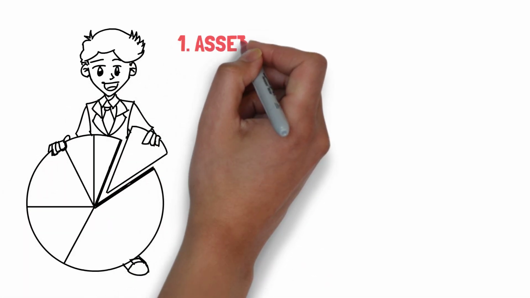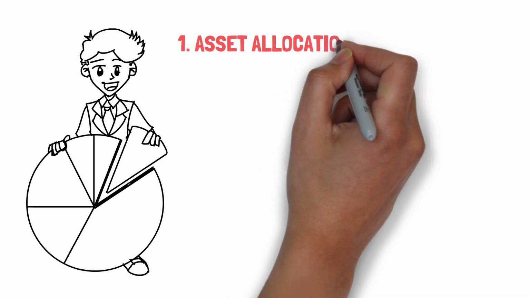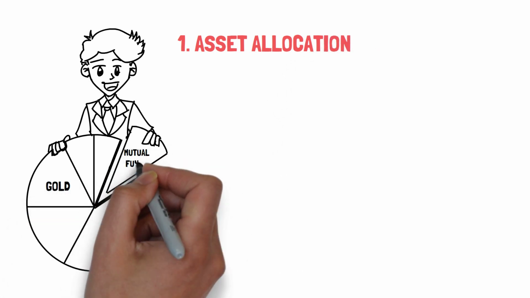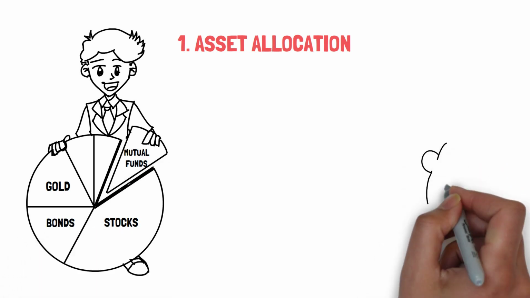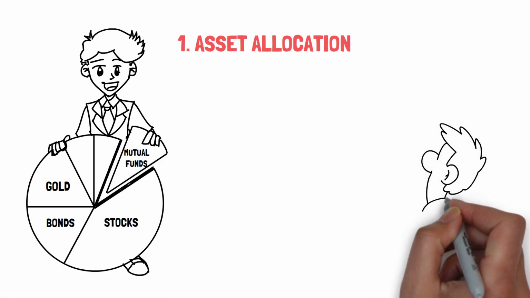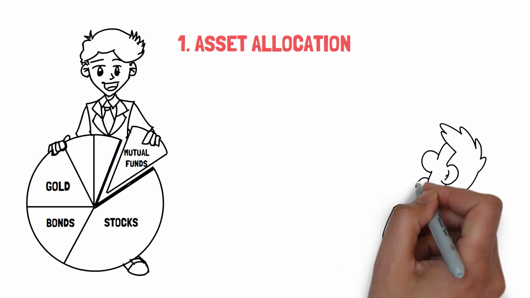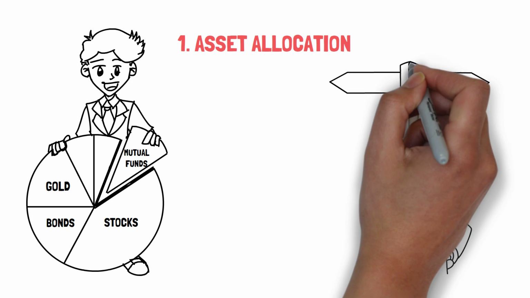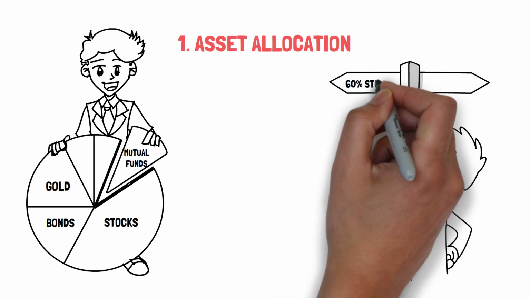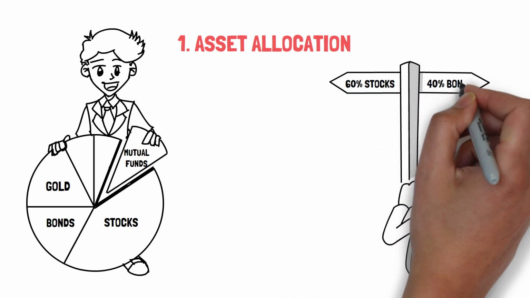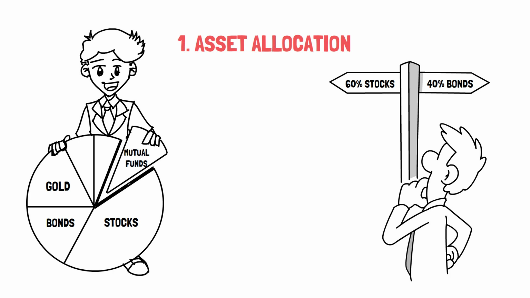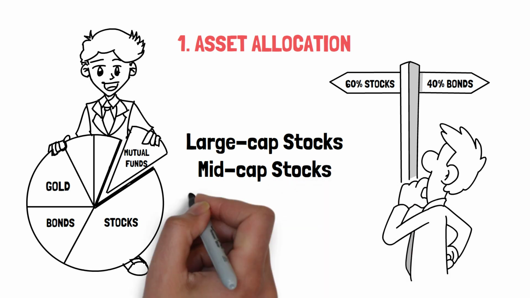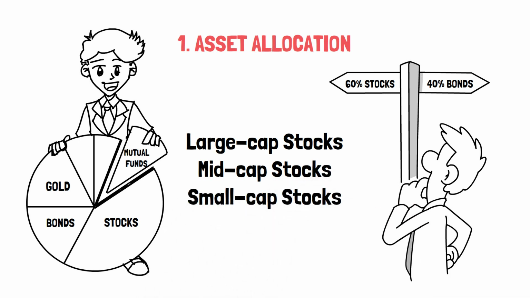Number 1. Asset allocation. This involves dividing your portfolio among different asset classes, such as stocks, bonds, real estate, and commodities. The goal is to create a mix of investments that will provide a balance between risk and reward. A common asset allocation strategy is to divide your portfolio between stocks and bonds. For example, you may allocate 60% of your portfolio to stocks and 40% to bonds. Within stocks, you may further diversify by investing in large cap, mid cap, and small cap stocks.